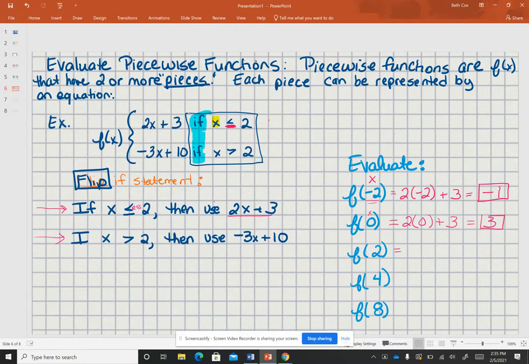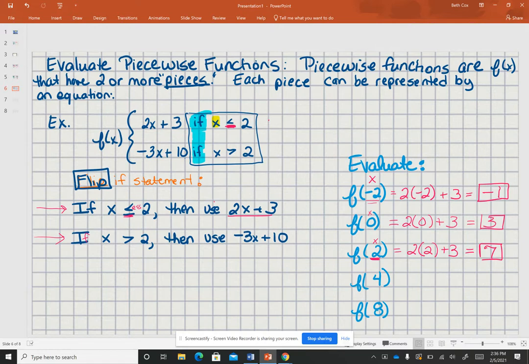All right. 2. Ooh. They both have 2's. X is not less than 2. So maybe it's the second one. If x is greater, no, it's not greater than 2. Wait a minute, let's look. The first one says, if x is less than or equal to 2. This one is equal. The x I'm plugging in is equal to 2. So I'm going to plug into the first one. And I'm going to get 7.